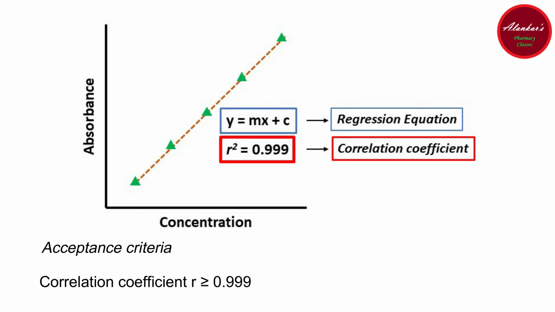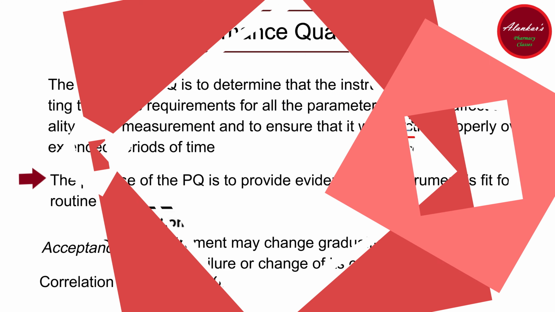As you can see in this graph, this is the calibration curve of potassium dichromate solution. This is just a representative graph for better understanding of the topic. In this case, y is equal to mx plus c is the regression equation, and r square value is actually the correlation coefficient. It should be more than or equal to 0.999.